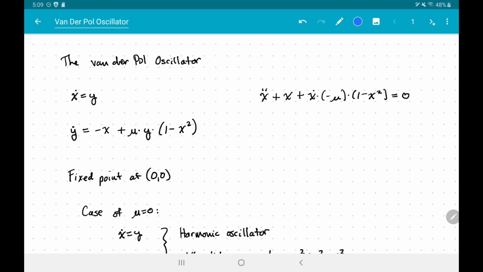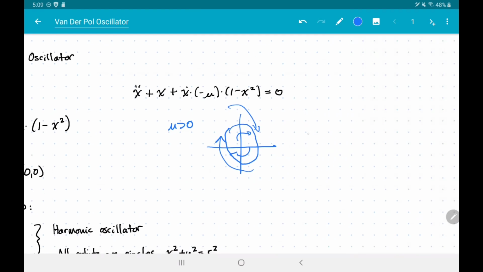So what that means is that for mu greater than 0, the picture is roughly that things are coming in from far away and they're going out from the origin. And so we would expect to find some kind of stable oscillation right there in the middle.